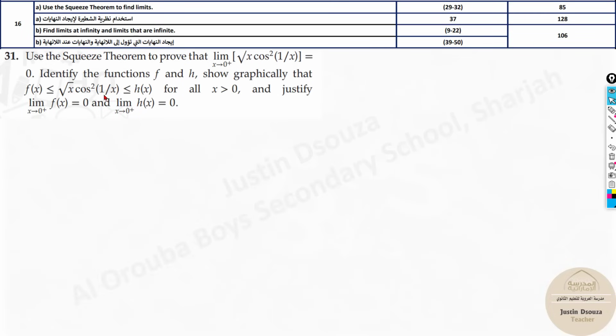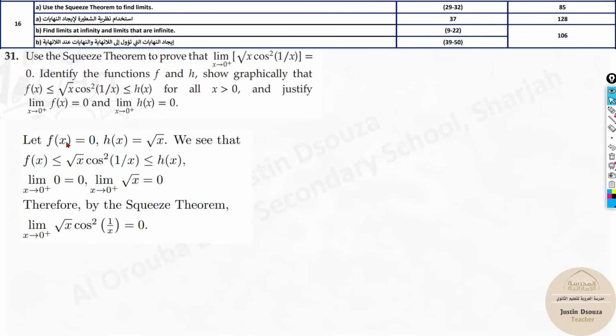It's cos squared. But there is one important thing to do over here. What is the range of cos squared? Think for a while. The range of cos squared 1 by x is not minus 1 to 1, because it's squared. You can't have a negative value, right? Here it becomes 0 to 1. That's the only thing. Okay. And again, they have not mentioned that at all.